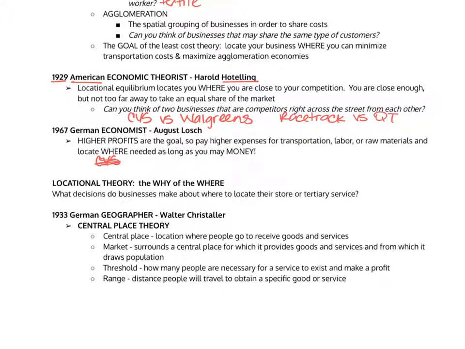Hotelling says you don't need to worry about all those other things. What you need to worry about is where your competition is, and then you need to be by them, because you can steal customers from them. But it's actually a two-way street. You're going to be stealing customers from each other. Think about this: CVS and Walgreens or Racetrack and QT, they're the same. They might have slightly different prices one day on one thing.